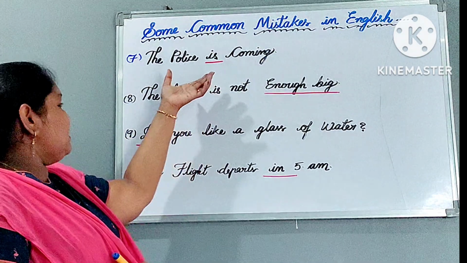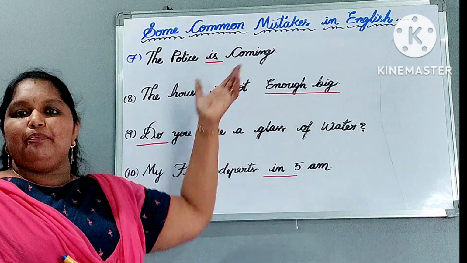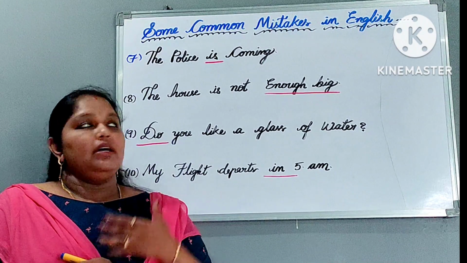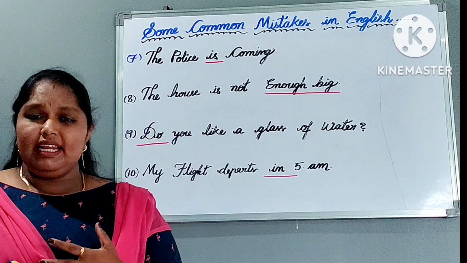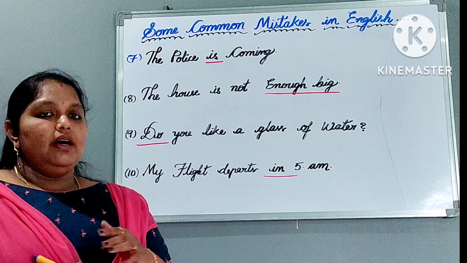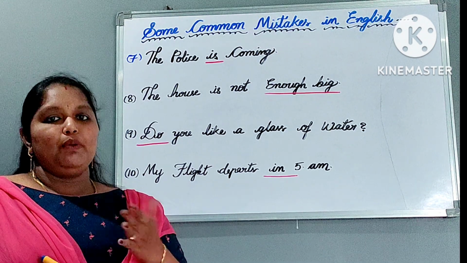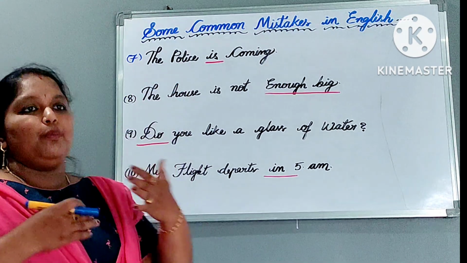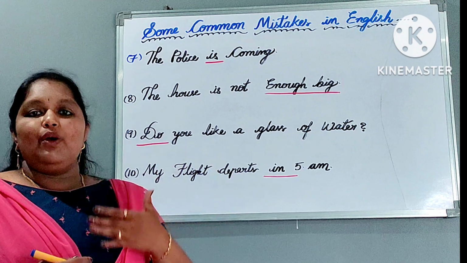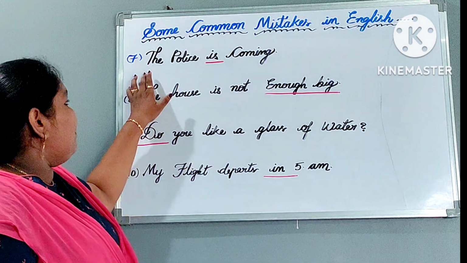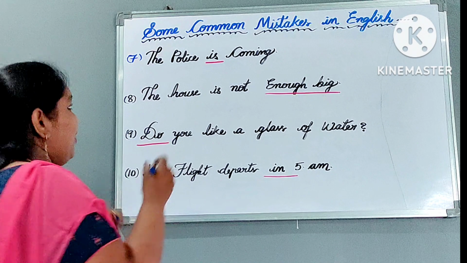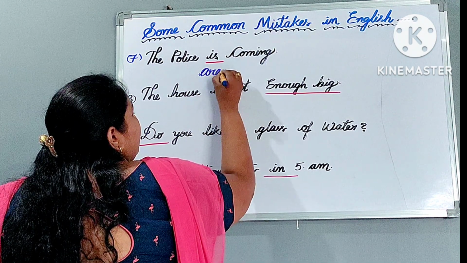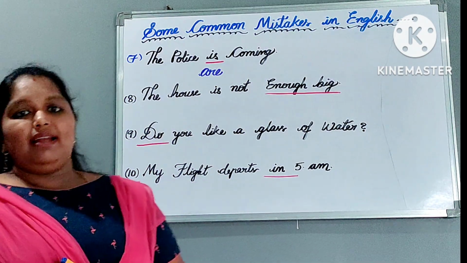Coming to the next sentence, the police is coming. There are certain nouns like police, deer, fish, sheep. Usually the singular and plural of these words are the same. So here when you want to convey that a group of policemen are coming, you have to convey it as the police are coming. What is the correct word? The police are coming. The police are coming is the correct form.